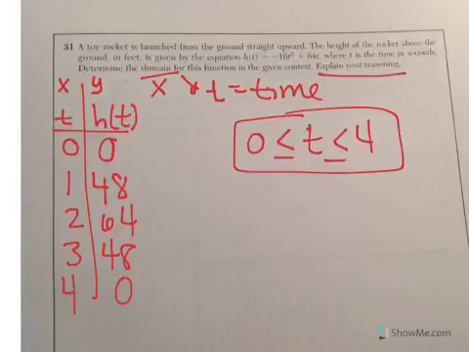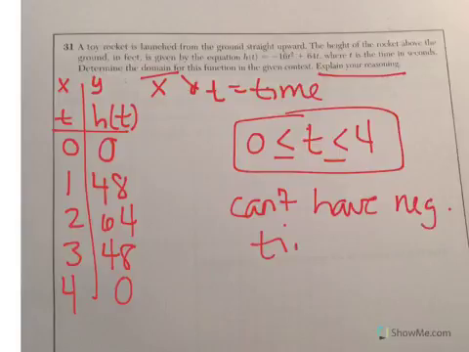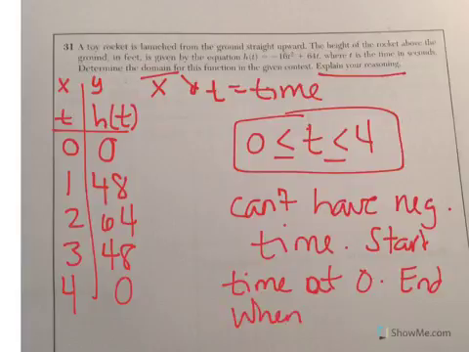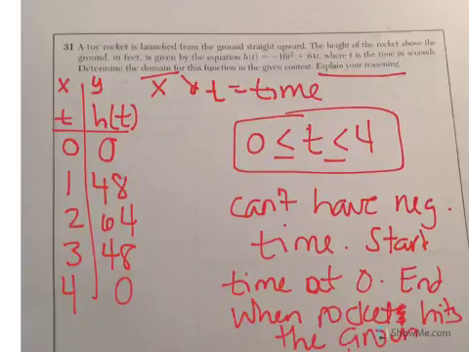And explain your reasoning. Well, you can't have negative time, okay? So we start time at 0 and we end when the rocket hits the ground. And that's when your y value is 0.